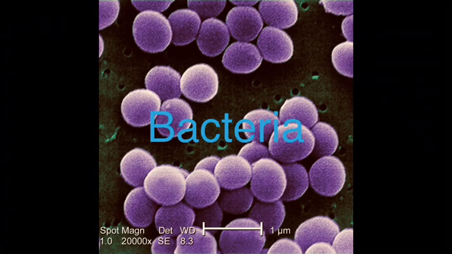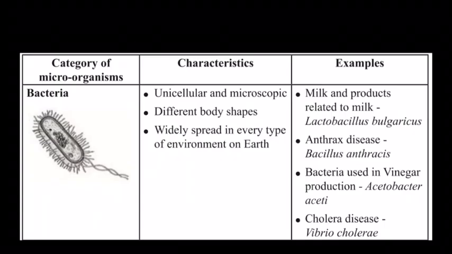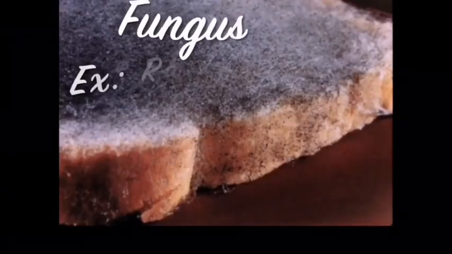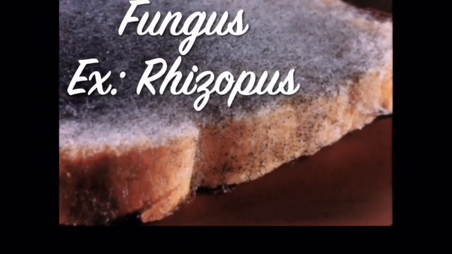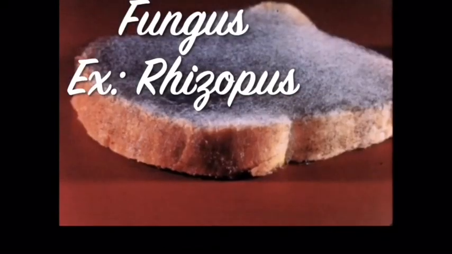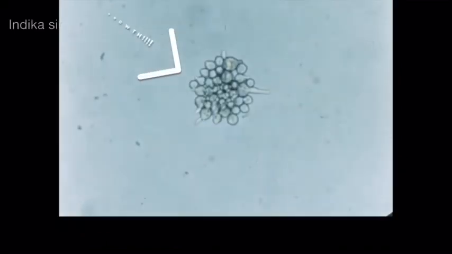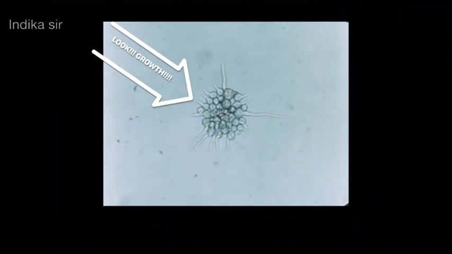First category, bacteria. Different body shapes, unicellular and microscopic, widely spread in every type of environment on Earth. Fungi, unicellular or multicellular. Reproductive organs of some fungi can be seen with the naked eye. Example, mushroom. They thrive on moist surfaces.